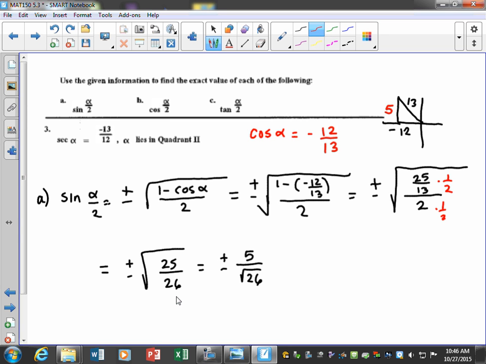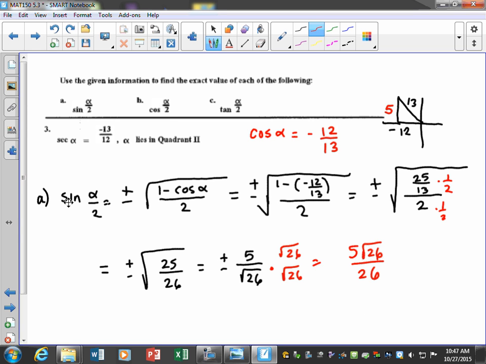So let's do one more step and multiply by the square root of 26 just to simplify this expression even further. So it's going to be 5 square root of 26 over 26. Okay, now this is plus or minus. What do you think about this?